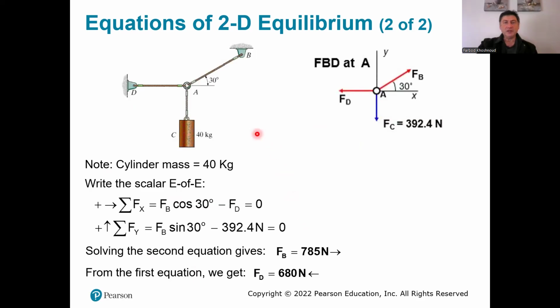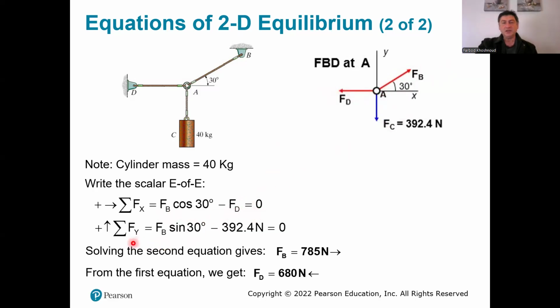In this particular case, if we analyze again particle A, which is the contact point of all these 3 cables, then you can write the force in x direction, and the component in x direction is F sub B cosine, as you see in this figure, cosine 30, minus F sub D, minus because F sub D is pointing towards negative x direction.